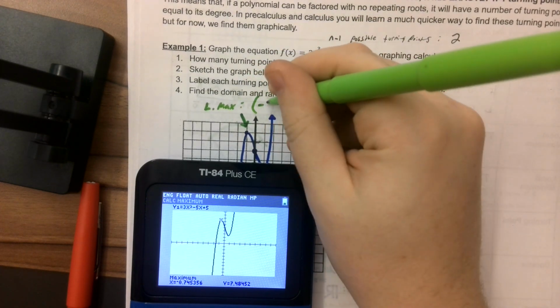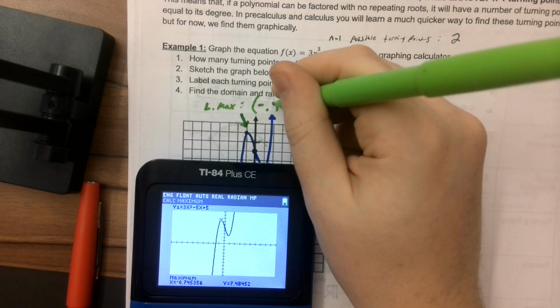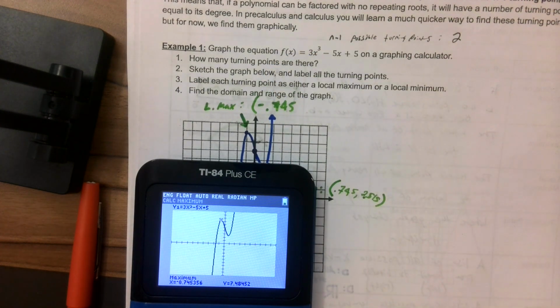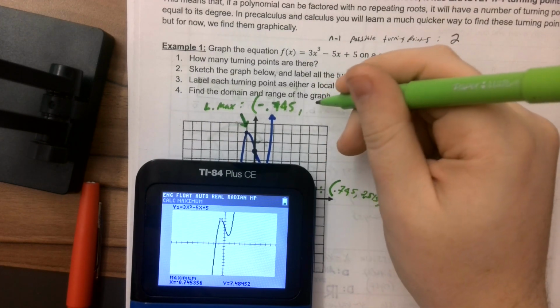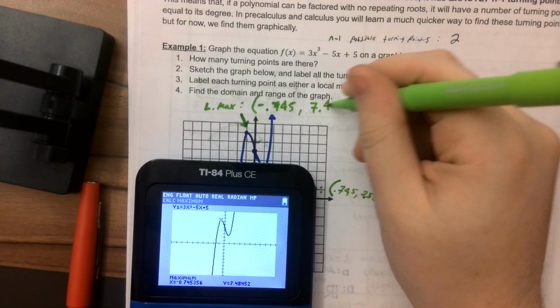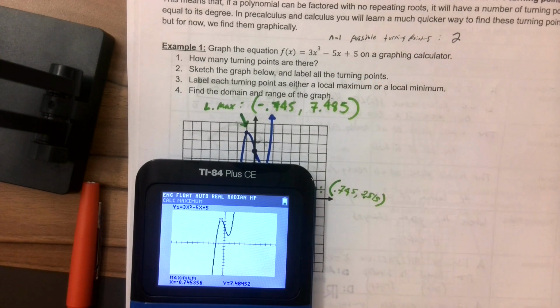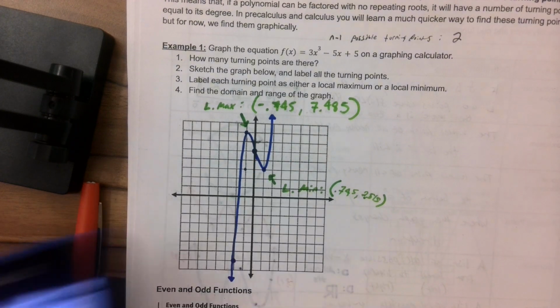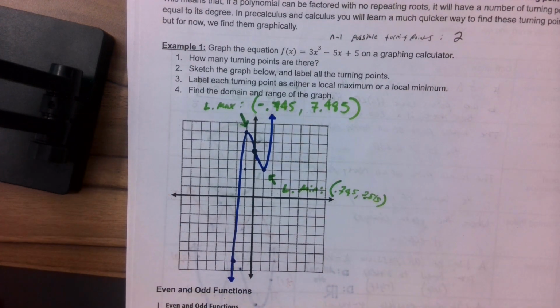Interestingly enough, it's negative 0.745, whereas this one was positive 0.745. And it has a y value of 7.485, basically. Interesting. The last thing we want to do is find the domain and the range.